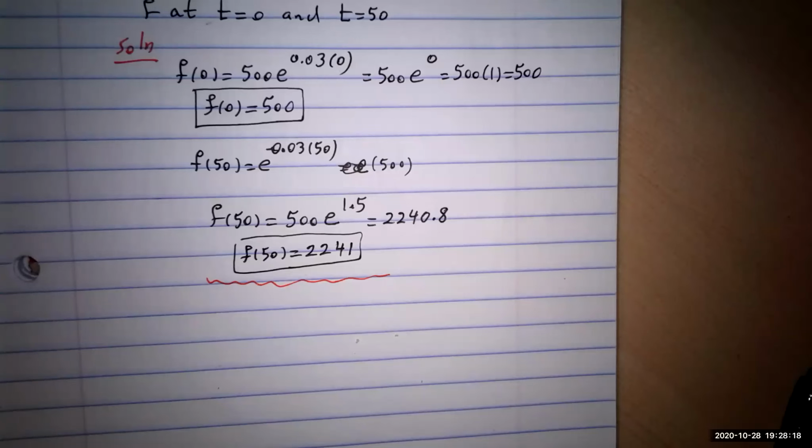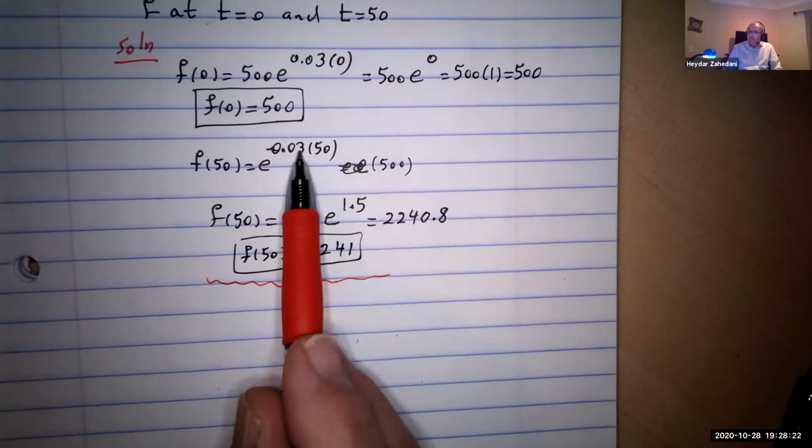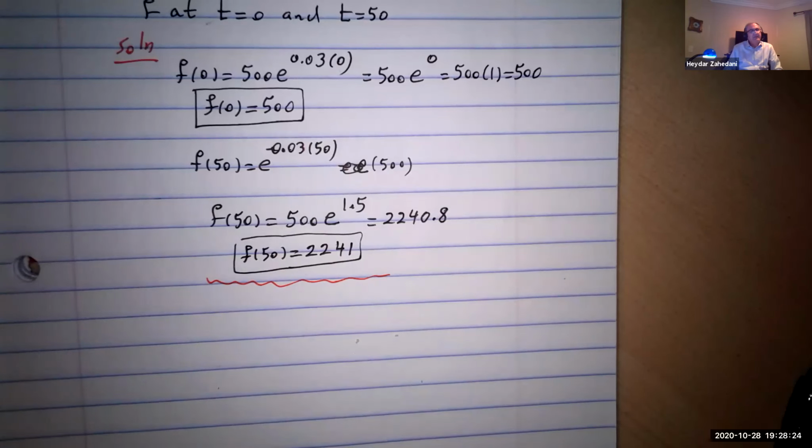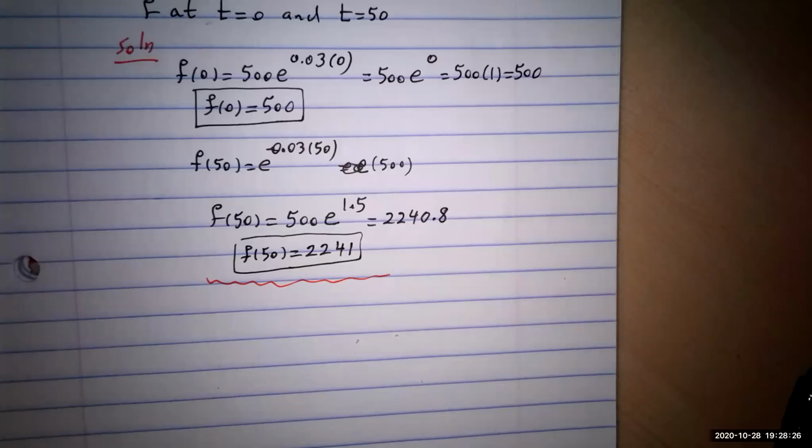Where did you get the 1.5? I just multiplied this one first. When you use a calculator, you do all of them together, but I did it first.